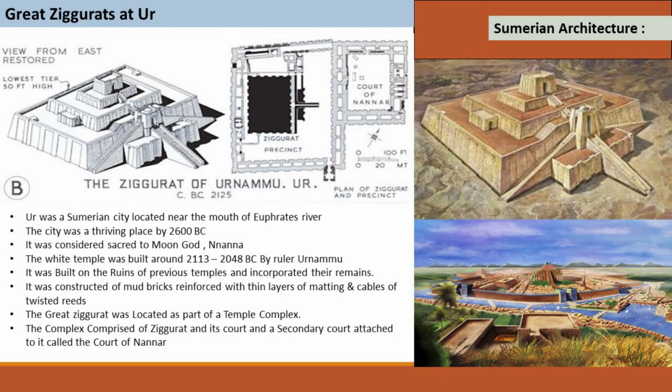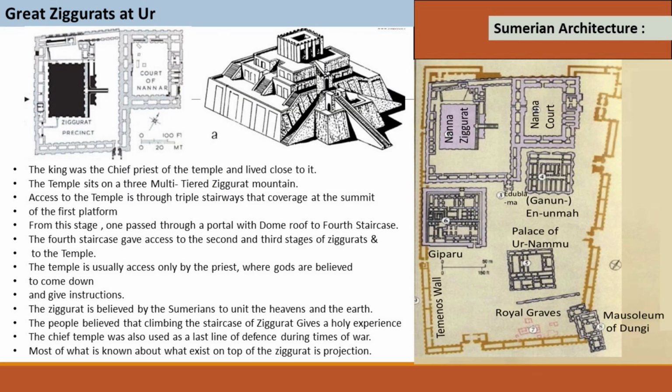Now talking about the Great Ziggurat at Ur. Ur was a Sumerian city located near the mouth of the Euphrates River. The city was a thriving place by 2600 BC. It was considered sacred to the moon god. The ziggurat was built around 2113 to 2048 BC by the ruler Ur-Nammu. It was built on the ruins of previous temples and incorporated their remains. It was constructed of mud bricks reinforced with thin layers of matting and cables of twisted reeds.